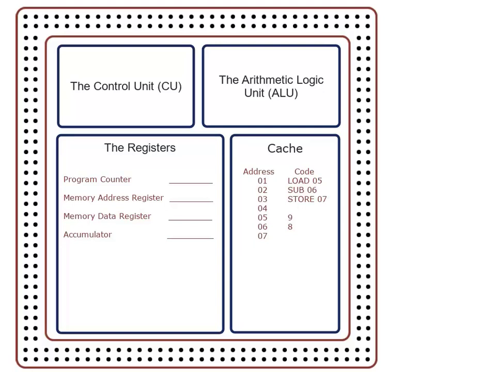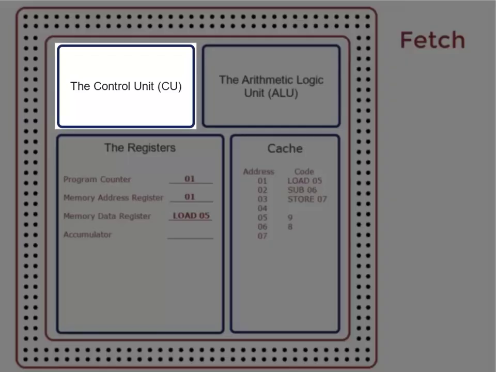When a request is received to run a program, the control unit will initialize the program counter so that it can keep track of which instruction it needs to fetch from memory next. In our example, this is the instruction at memory location 01. The CPU will now store this address in the memory address register. It will then fetch the instruction at this address and put it in the memory data register. The control unit now decodes the instruction.